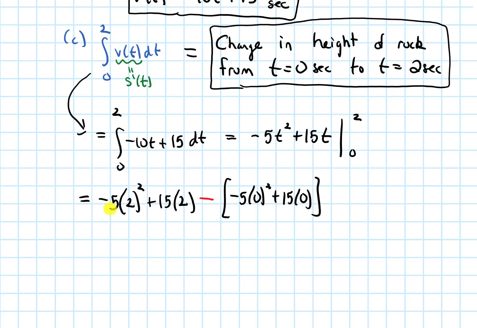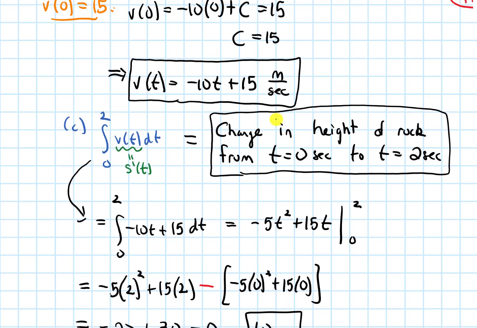Okay, and if we simplify this, we'll get -5 times 4, that's -20. 15 times 2, that's 30, so plus 30. And I'll have -0, and this ends up being 10. Okay, so this was the change in the height, and the units of height here were meters, so this is 10 meters.